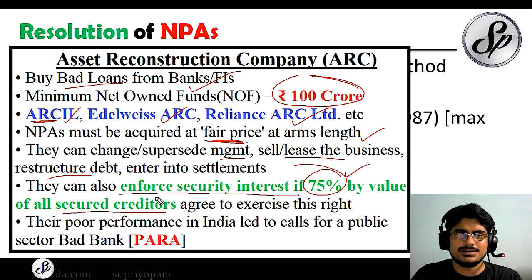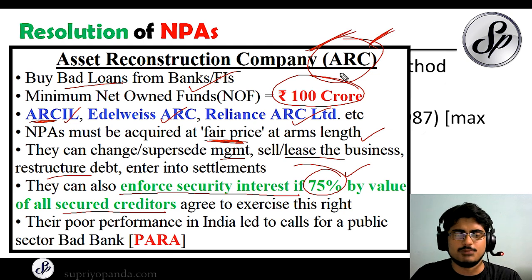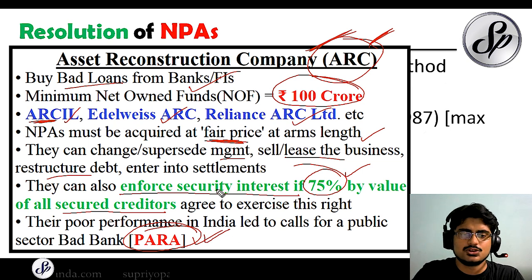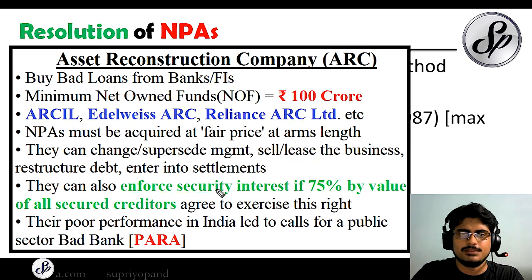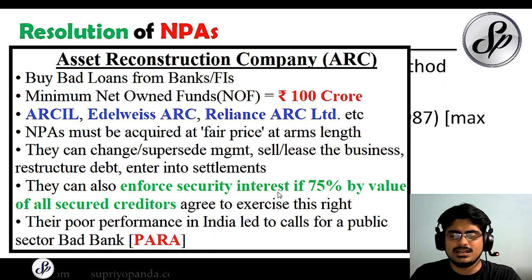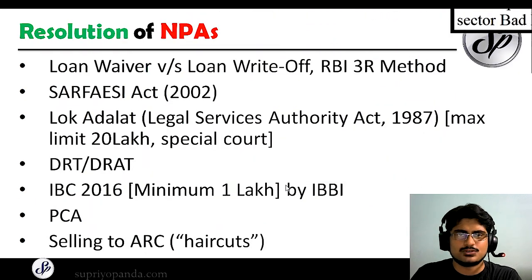And just remember that although there was a lot of fanfare when the ARCs started, because internationally ARCs are very popular, in India their performance has not been great. So there has been a call for a public sector bad bank, which is the PARA, called the Public Asset Rehabilitation Agency. Some people are saying that the government should make a body like this, so that this public sector body will buy up all the bad loans and we can resolve them very well. So that is all about the ARCs.